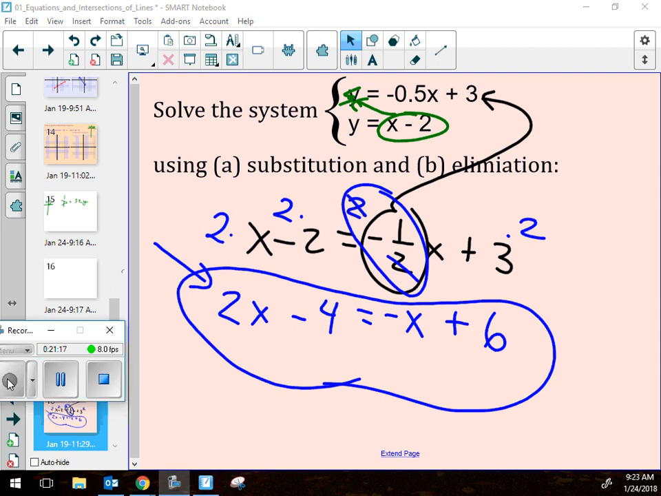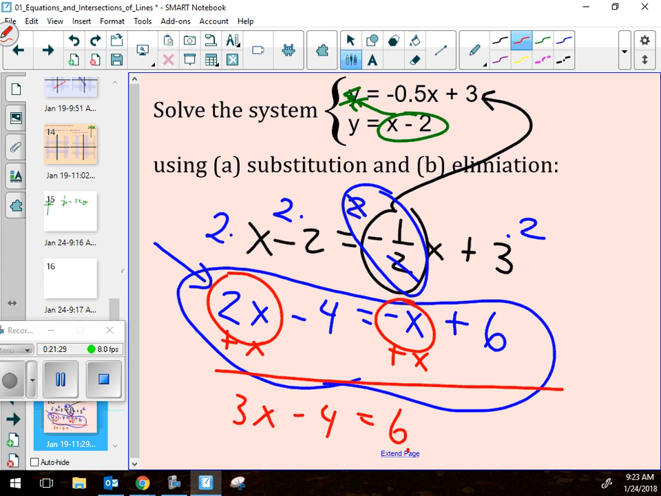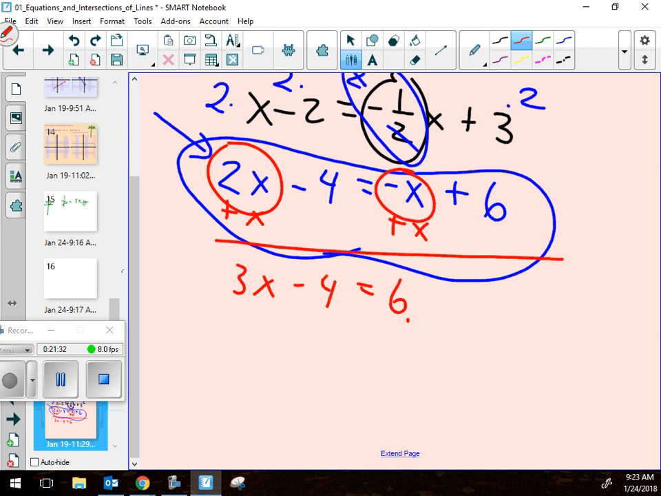Okay, here's what you should have done. To get rid of the smaller of the two x's, there is more than one way to do this, but the easy way is to add x to both sides. That makes this 3x minus 4 equals 6. I'm not saying that's the only way, but it's a way. I always get rid of the smaller of the two x's, and negative x is the smaller of the two x's. Then I'm going to add 4 to both sides. 3x equals 6 plus 4 is 10. x equals 10 thirds. Raise your hand if you had that one right.